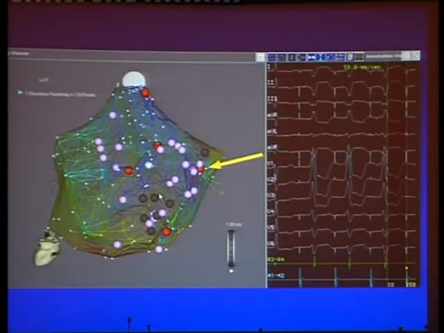So this is the kind of thing we knew from the morphology where to focus on, and the fact that they had an old inferior infarct. This is the kind of reconstruction. We get a posterior view of the left ventricle. These are all the scarred areas.